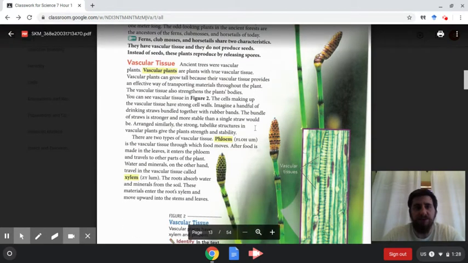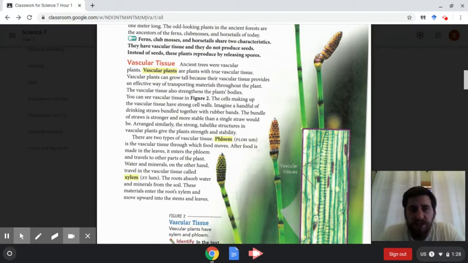Let's talk about vascular tissue. Ancient trees were vascular plants. Vascular plants are plants with true vascular tissue. Vascular tissue plants can grow tall because their vascular tissue provides an effective way of transporting materials throughout the plant. That's a lot of times they use the word vascular. The vascular tissue, there it is again, also strengthens the plant's body.